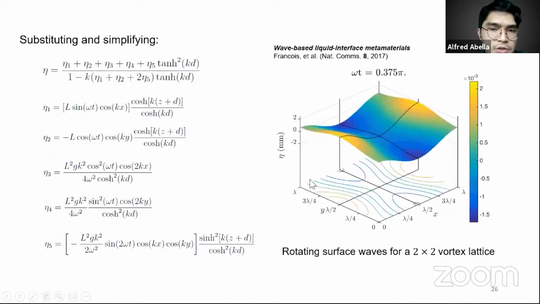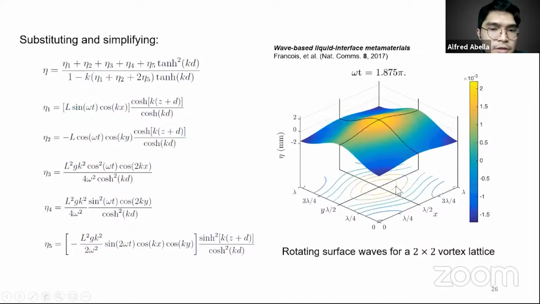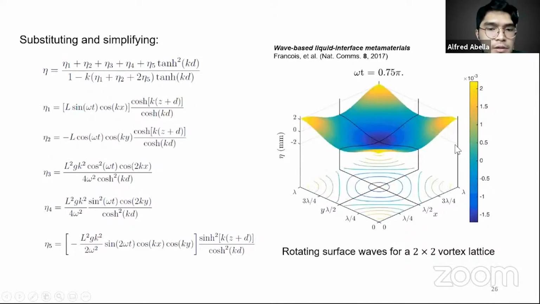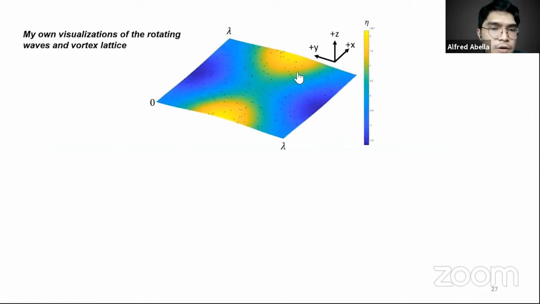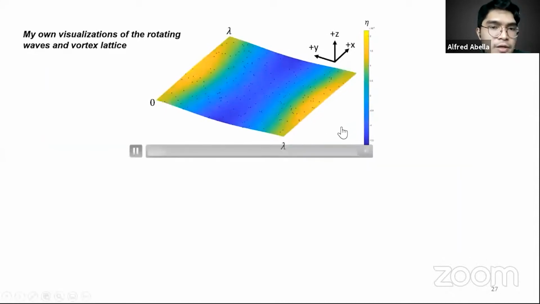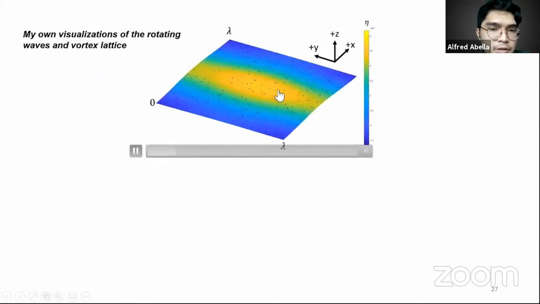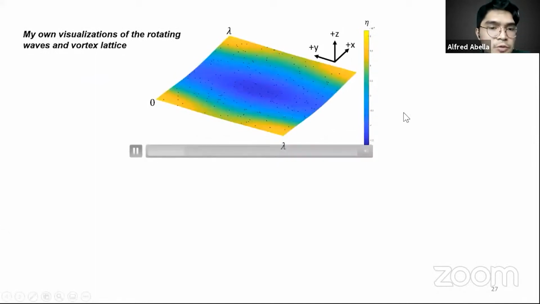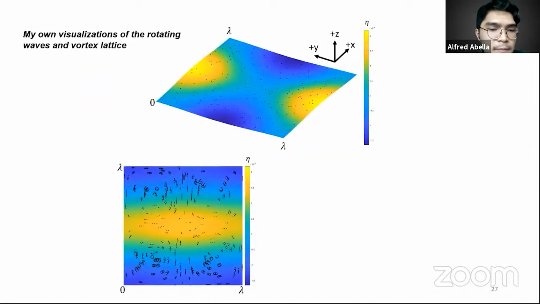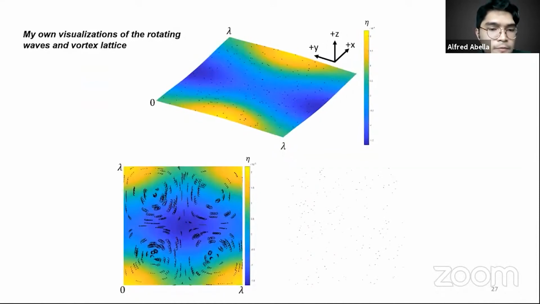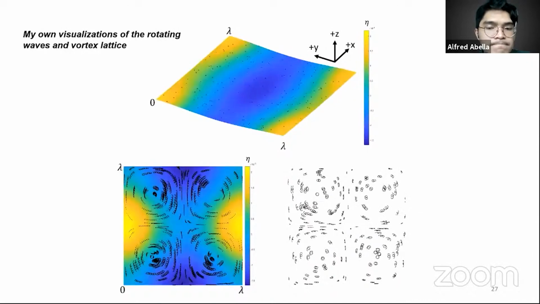This is the visualization of the Australian team for the surface waves producing the vortices. And these are my own visualizations. So if we place random dots on the surface, this is how they'll move. And then if we track their motion, we can see the vortex lattice cells.